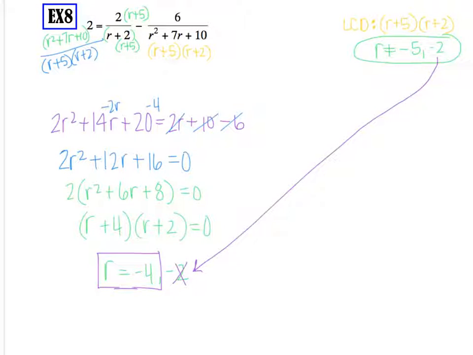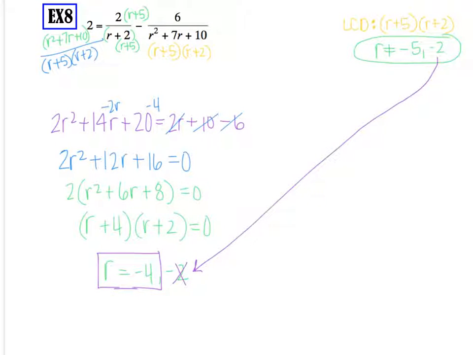All right, so what equation can I write? Well, like I said, I multiplied r plus 5, r plus 2 back together and got r squared plus 7r plus 10, and then I distributed a 2. So I got 2r squared plus 14r plus 20 equals, and then I distributed my 2 here, 2r plus 10 minus 6. All right, is it linear or quadratic? Well, I have an r squared, so it's quadratic.